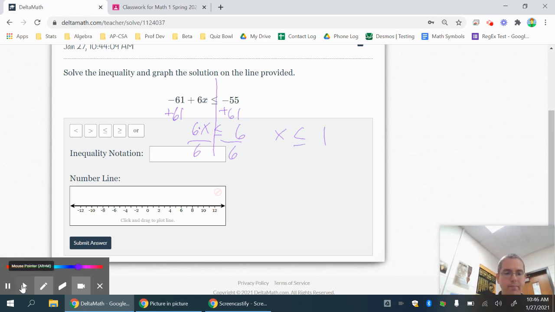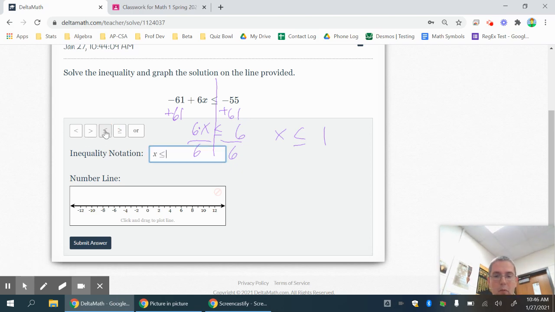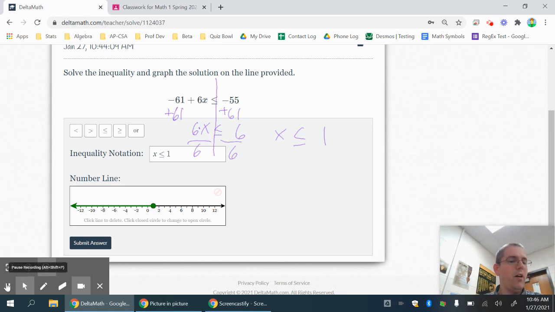When you go to type that in, make sure you type in your x, then do your less than or equal to sign. You need to use the button. You probably won't be able to get that from your keyboard, and there's your 1. Now, since it's a less than, we need to be shading to the left. So I'm going to click on the 1, go all the way to the left at the end of that arrow. It should be a closed circle because it's a less than or equal to. But if I needed an open circle, clicking it would change it. In this case, it's a closed circle. Okay, let's go ahead and look at one of the next examples.